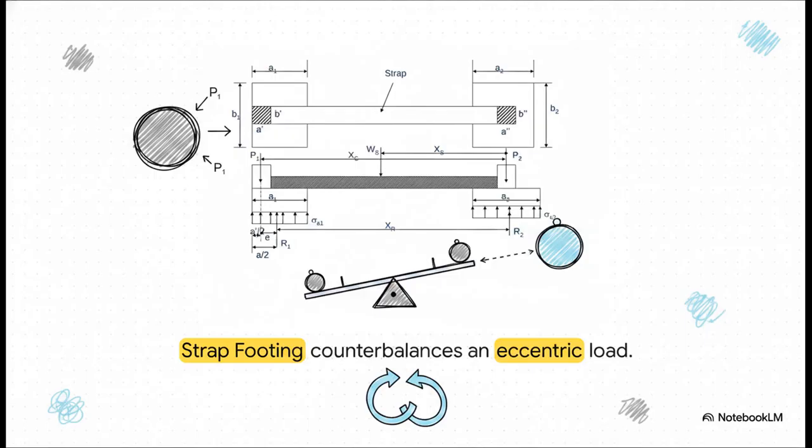But there's a brilliant solution for this, the strap or cantilever footing. To stop that off-center edge column from overturning, engineers connect it to a completely stable interior column using a massive, rigid tie beam. We call that the strap. It perfectly balances the asymmetrical load, kind of like a seesaw. The heavier, stable interior column acts as the counterweight, firmly anchoring that eccentric exterior column in place.